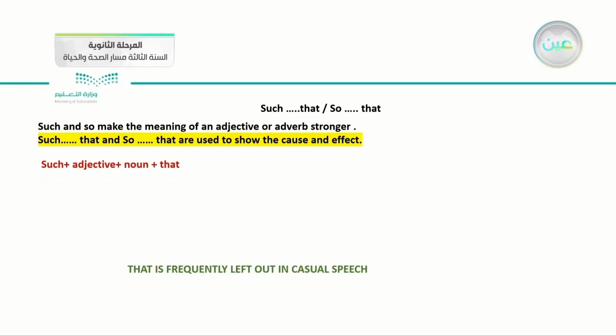This is the structure of it. Such plus adjective plus noun plus that. So with "such," we should follow it by an adjective, then a noun plus that. I think if you want more review or a full review as is necessary, you can return to your book. Okay, the second situation with "so." So plus adjective or adverb. So with "so" I can use an adjective or adverb, and I follow it with "that."